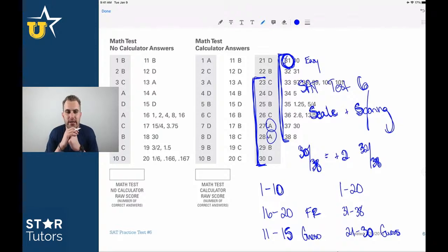And of course, SAT reading, guys, is one that's particularly difficult, as many of you guys know.